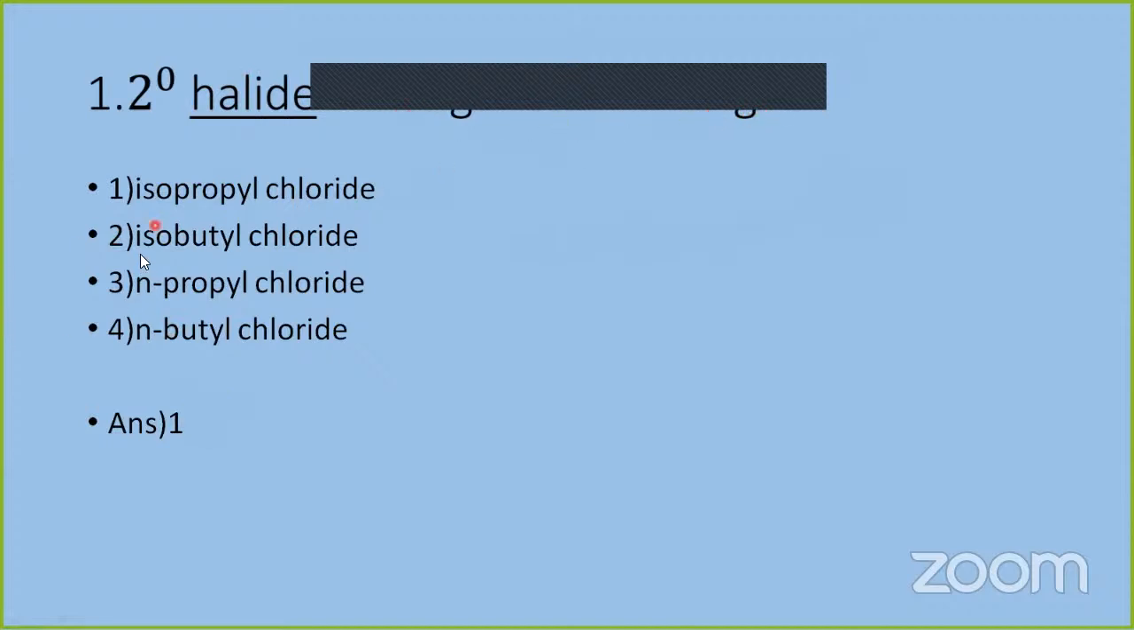Isobutyl means in this butyl group the carbon is a tertiary carbon. That's why the answer will not tally with this. So isobutyl chloride is wrong.